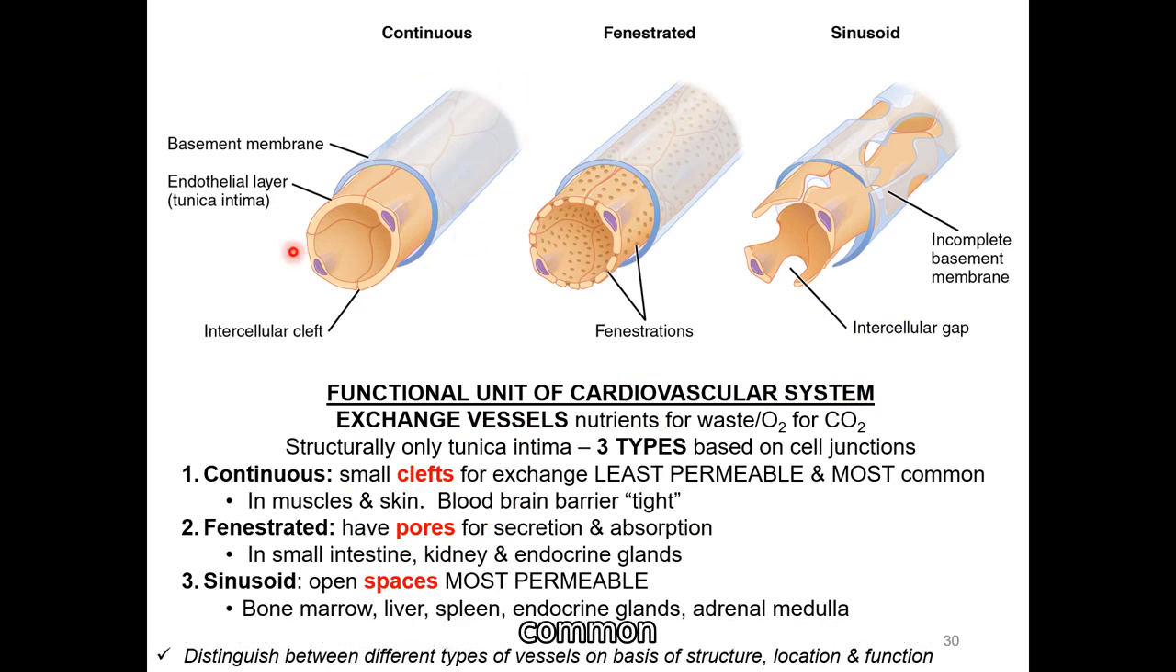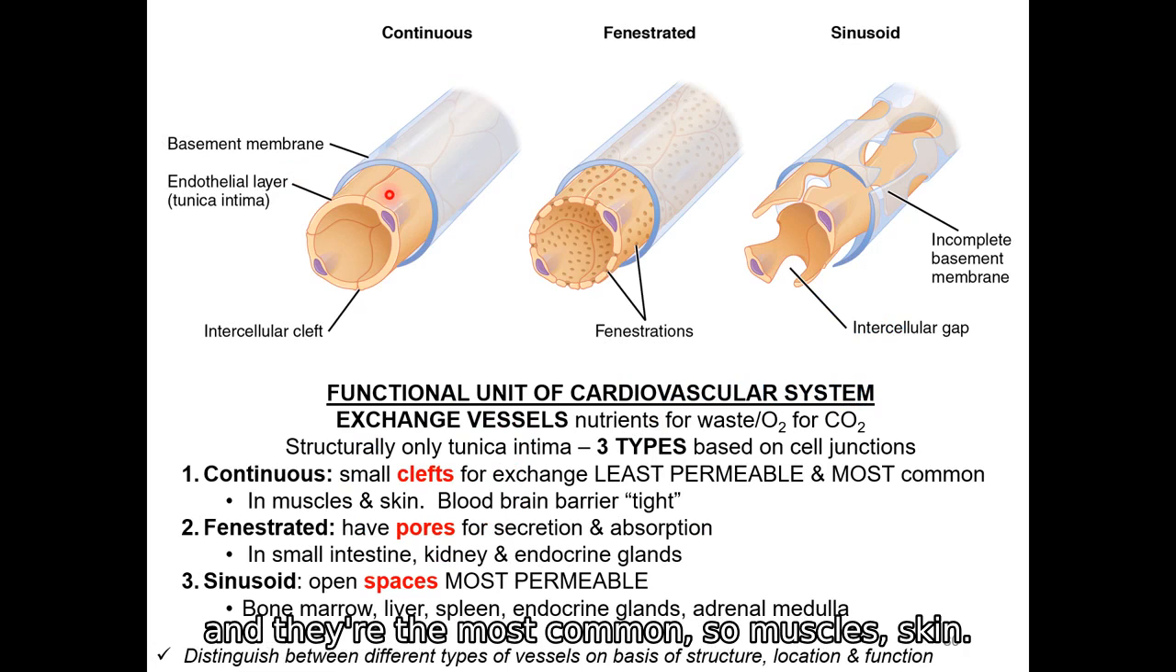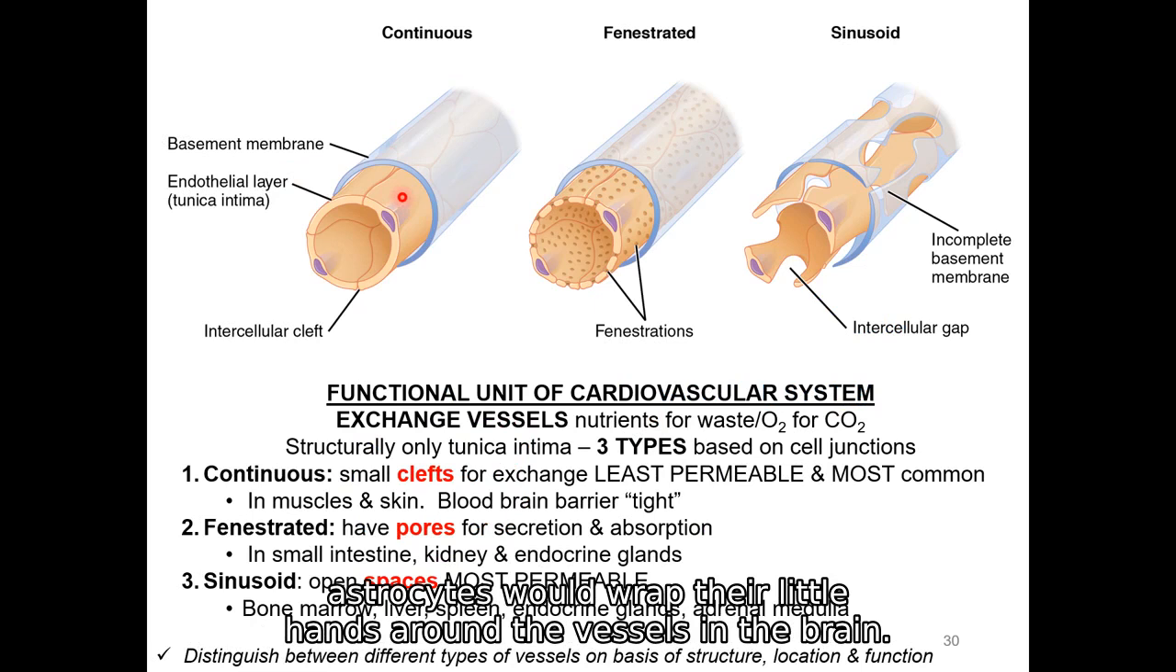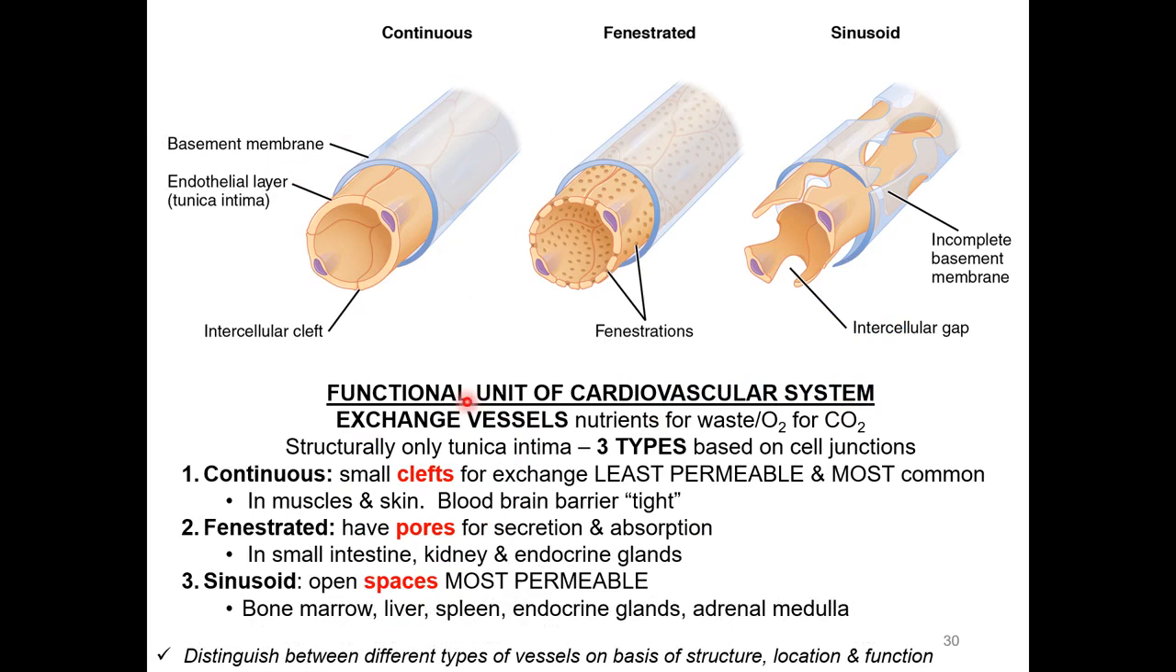So the most common are going to be continuous capillaries, and that just means the wall is continuous. There's tiny little clefts for exchange, but you can see that they're pretty continuous. So they're the least permeable out of the 3, and they're the most common. So muscle, skin. If you remember your nervous system, the brain has a blood-brain barrier, so they'd be continuous capillaries with those little astrocytes that wrap their little hands around the vessels in the brain.